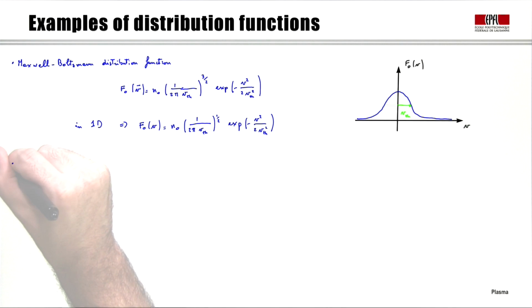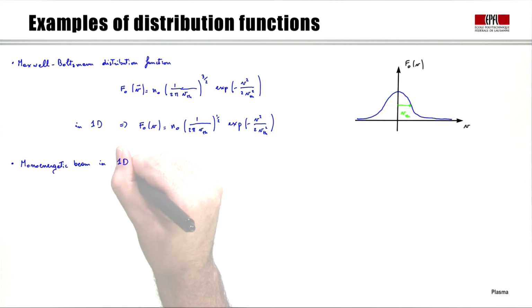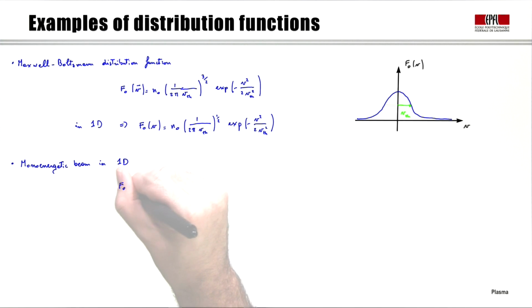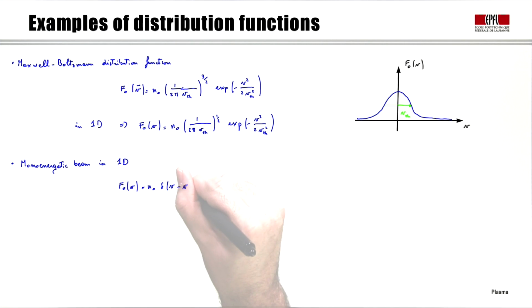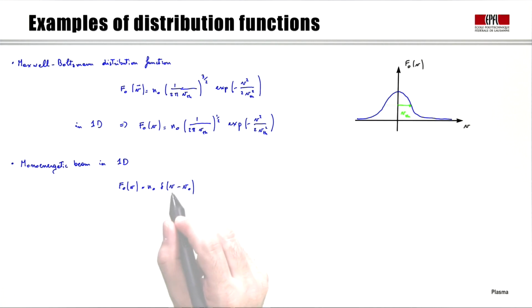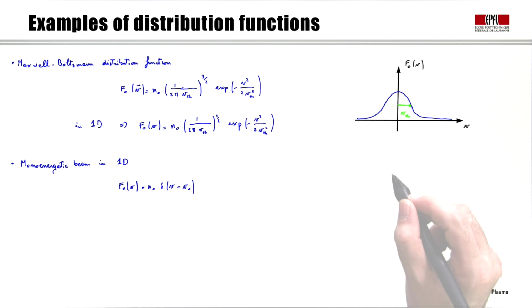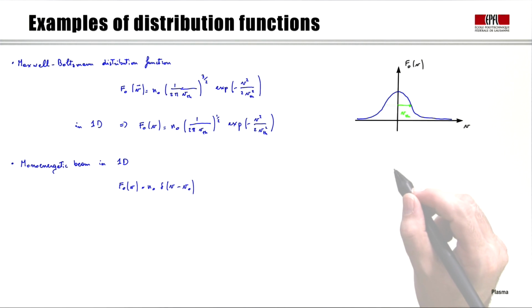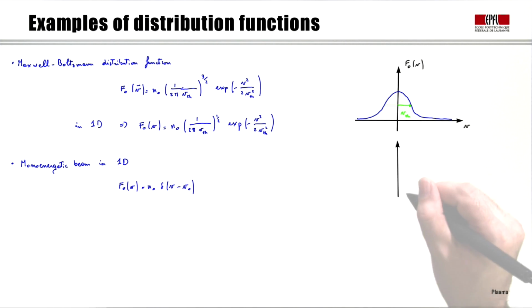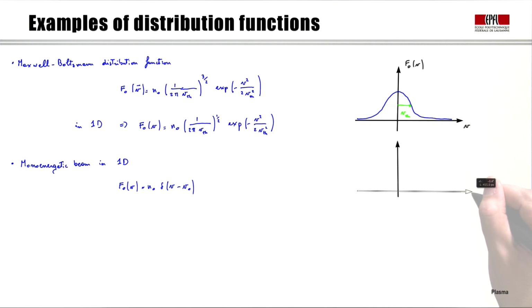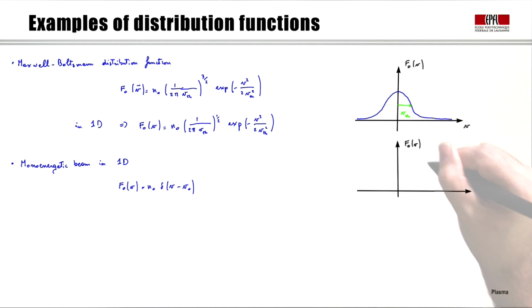Another interesting distribution function is a monoenergetic beam in one dimension. This will be given by f0 of v equal to n0 times delta function of v minus v0, where v0 is the velocity of the beam. Basically, all particles have a velocity equal to v0, and there are no other particles that have a velocity different from v0. It's very difficult to draw a Dirac distribution, but at least intuitively we can give an idea of how this distribution function looks.